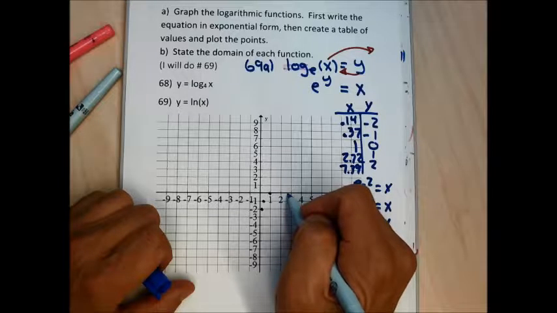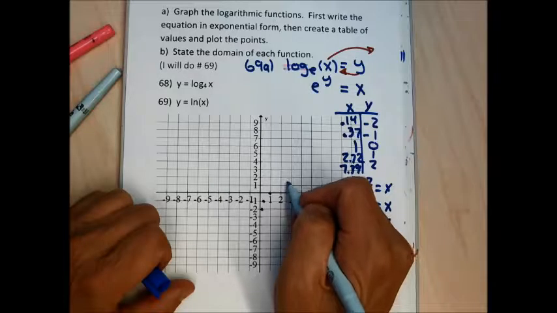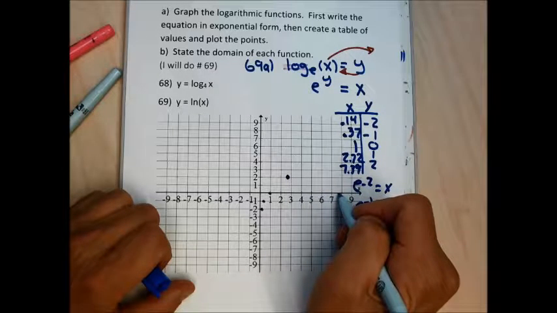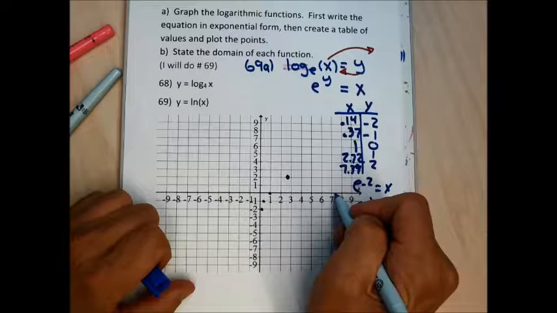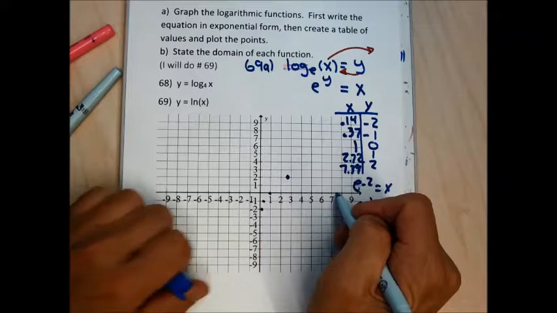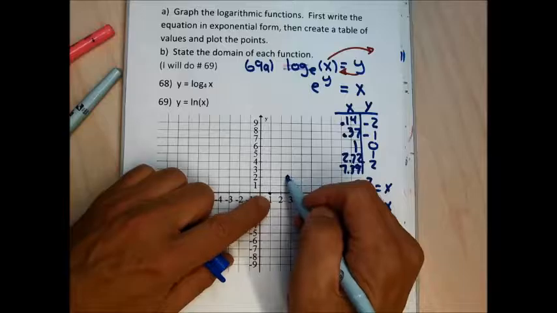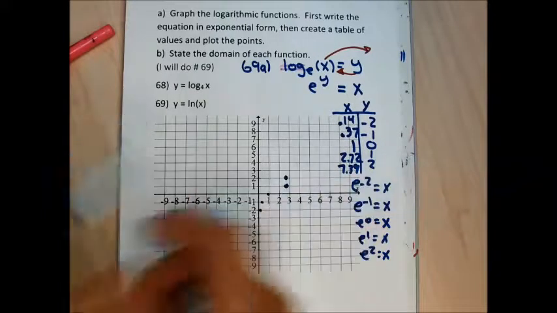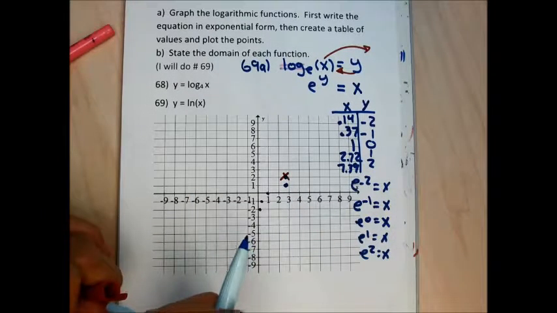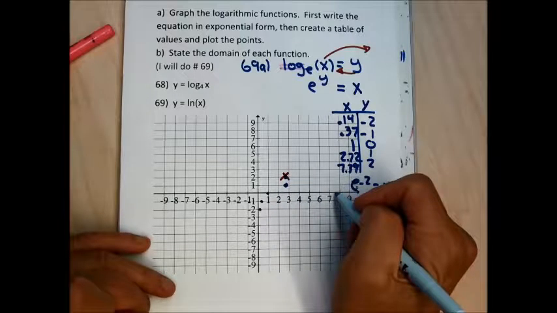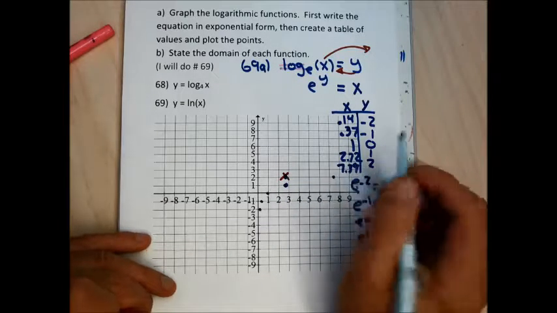2.72 is a little bit more, about 3/4 of the way between 2 and 3, and then up 2. And then 7.39 is just a little under halfway between 7 and 8. And then up 2. This 2.72 is supposed to be at 1. This point was supposed to be here. This is a mess up. It's supposed to be 2.72 up 1, and then 7.39 up 2.